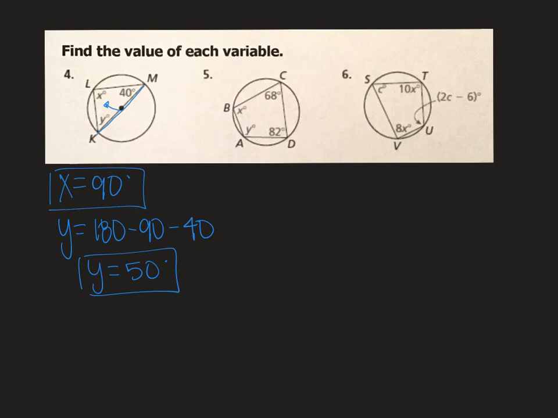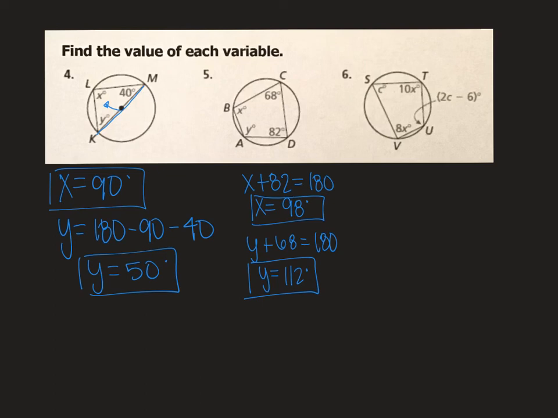In number 5, we have a quadrilateral inscribed in a circle. And remember, with quadrilaterals, opposite angles have to be supplementary. So X plus 82 has to equal 180. So we're going to subtract 82 to get 98 for X, and Y plus 68 has to equal 180, which is going to give us, when we subtract our 68 from 180, 112 for Y.